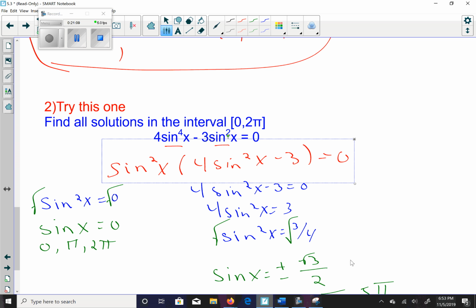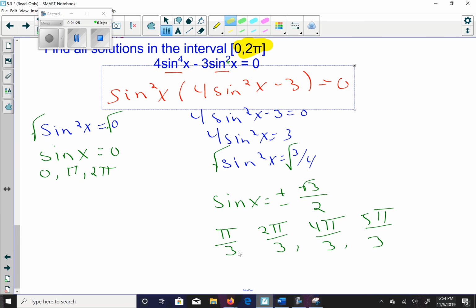Then I ask myself all the places on one lap around the unit circle, because again, this is just one lap around the unit circle, when the sine is equal to square root of 3 over 2. Those are going to be my radians with a denominator of 3. So then I listed my pi over 3, 2 pi over 3, 4 pi over 3, and 5 pi over 3. So my solution for this one is going to be these 3 answers and all 4 of these answers. So I'm going to have 7 answers all together, and those are my 7 answers.